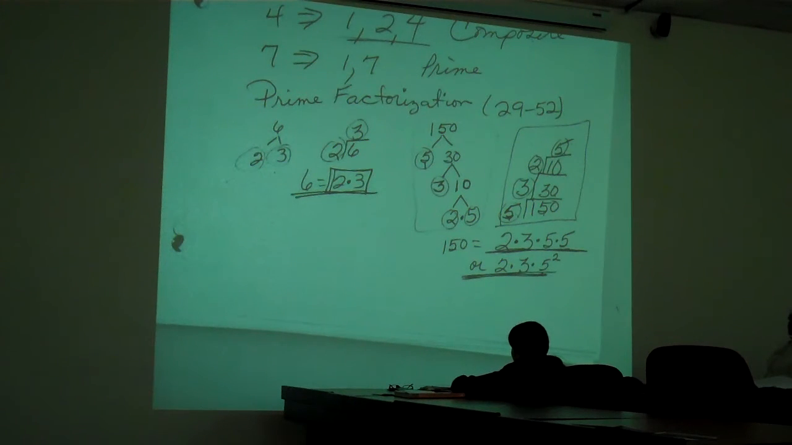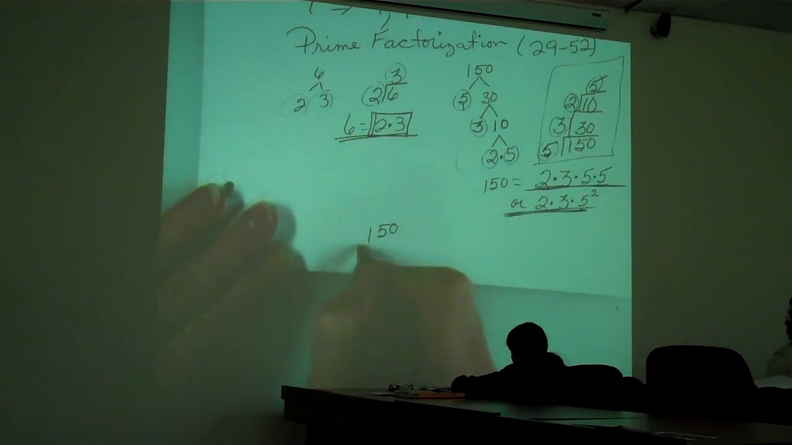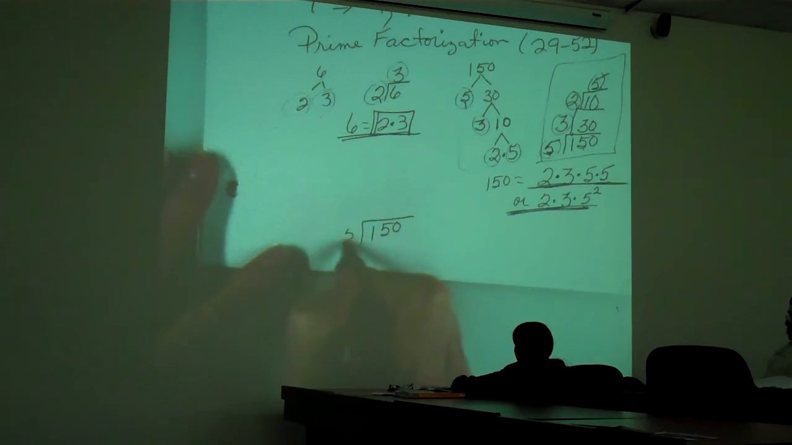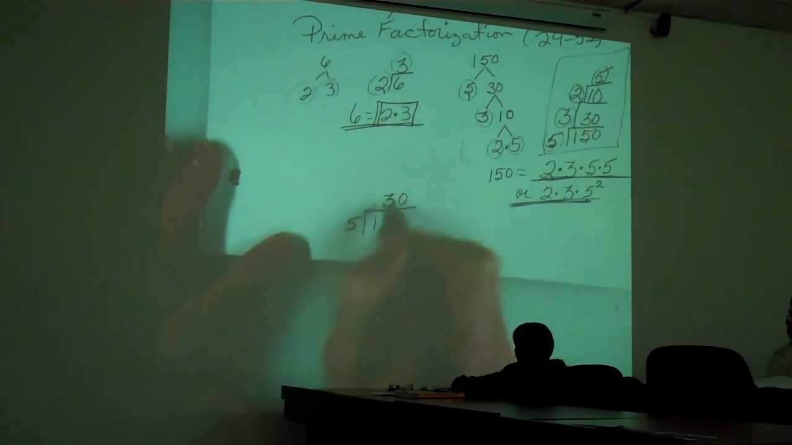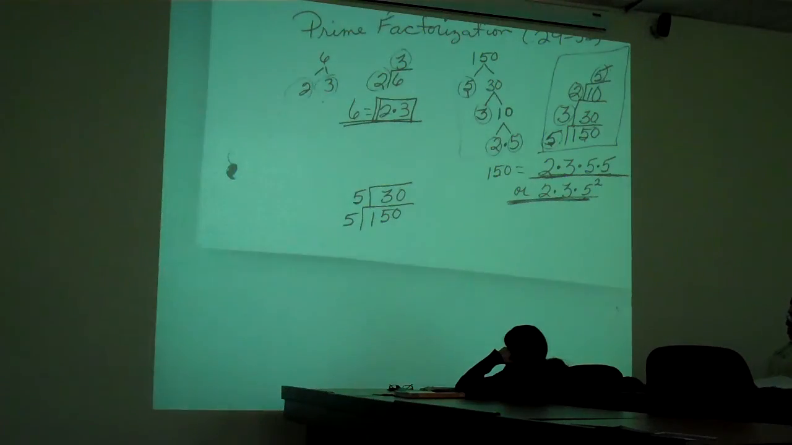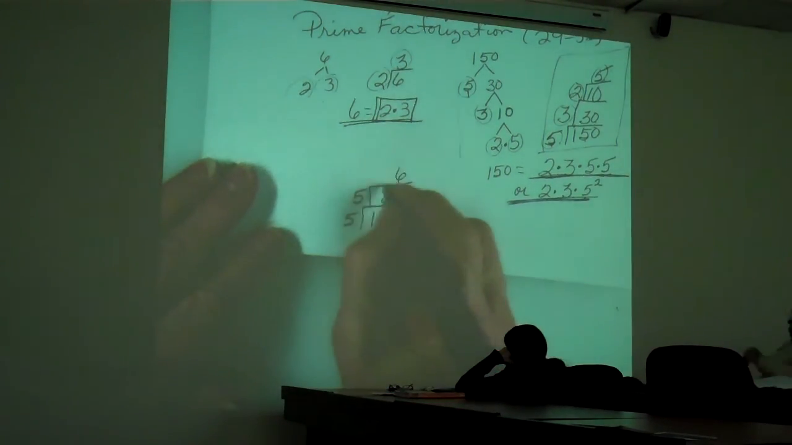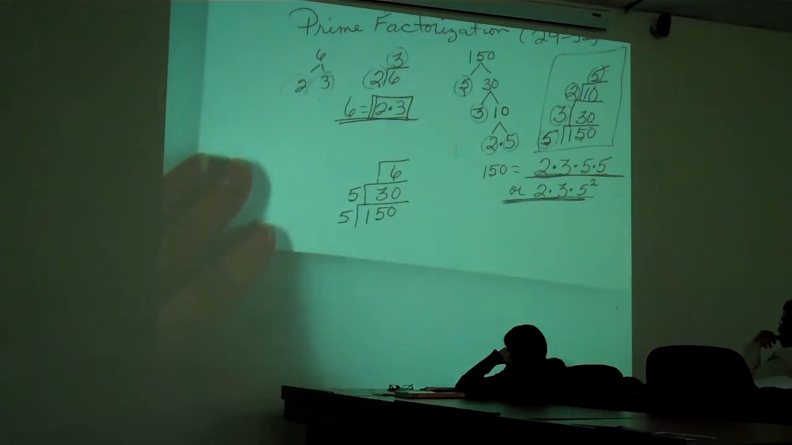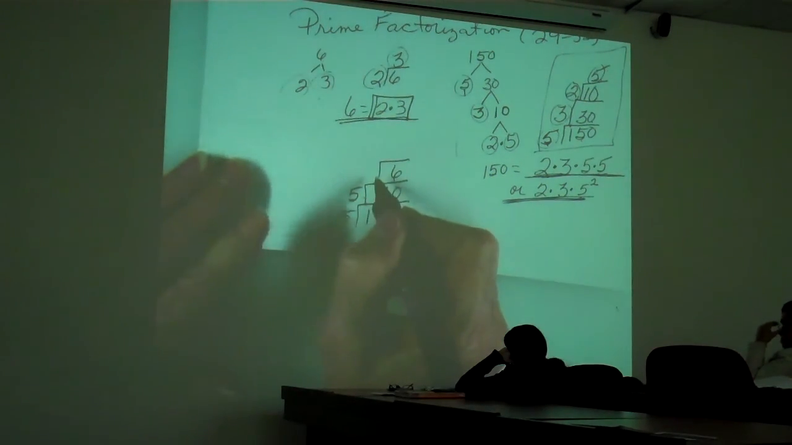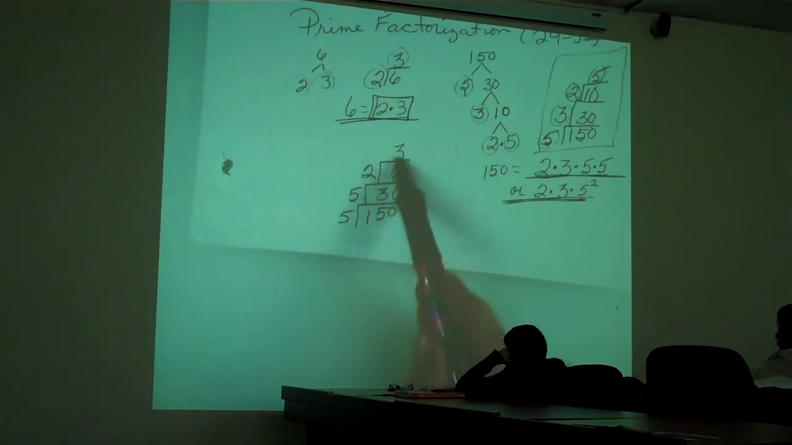The way you did on the left side, when you got to 30, what if we went 6 and 5? Okay, let's do it a different way. Divide by 5 is 30. We can't divide by 6 because it's not prime. If we divide by 5, it's 6. When you divide 6, you're going to divide by 2 or 3. Divide by 2 and you have 3. So it's still 2, 3, 5, 5.